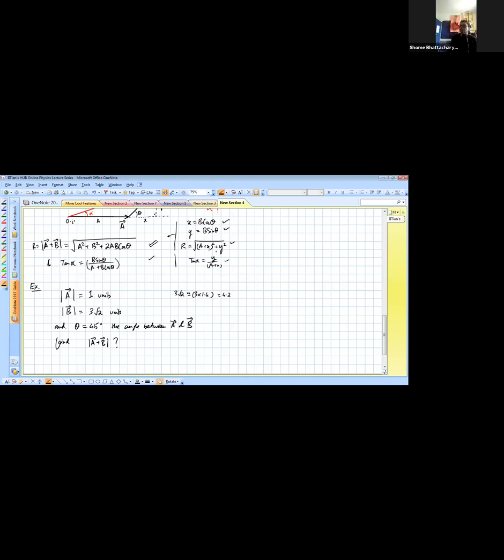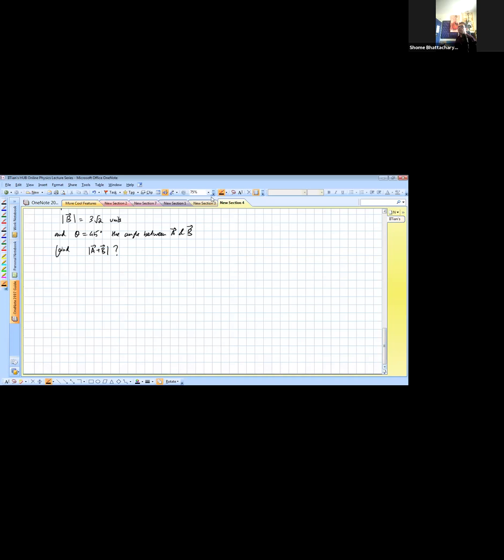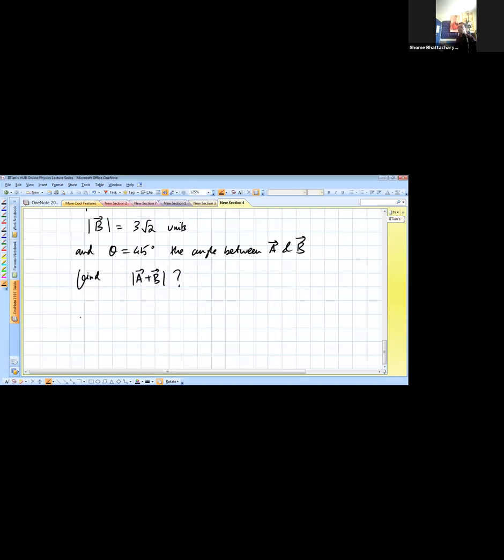So the thing is, you don't have to make the triangle. You have to just use the formula. You can make the triangle if you want, but you can get away by just applying the formula directly. So what you can do here is use this formula, that the resultant of A plus B has a magnitude which is square root of A square plus B square plus 2AB cos theta. Now just substitute the values here.